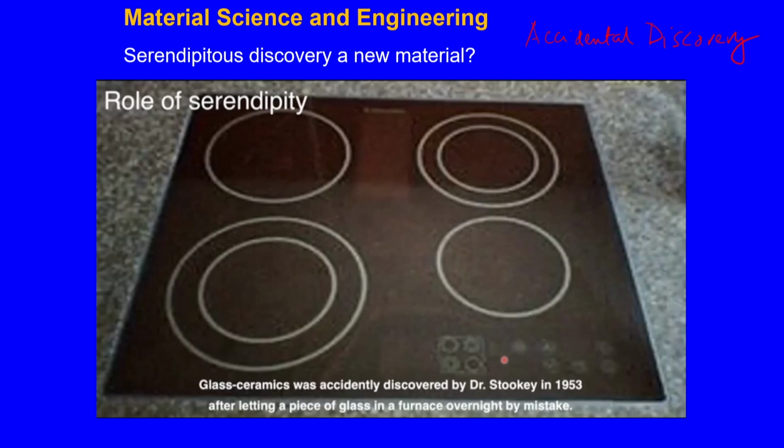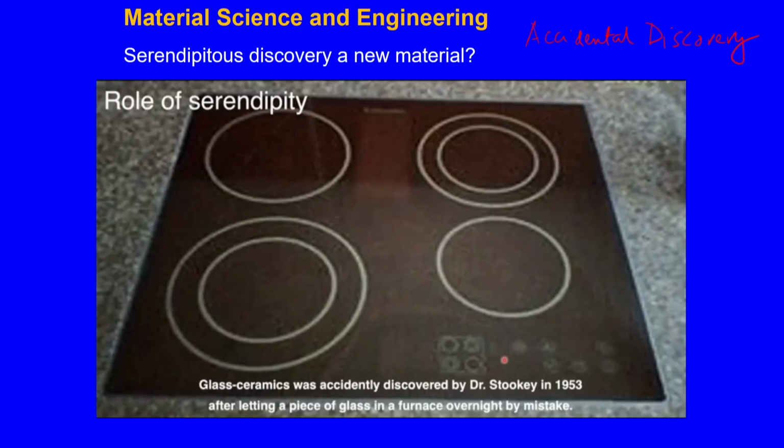So, here I am showing you glass ceramics. You have a glass in which you can build in ceramic nanoparticles. Glass is brittle, as you know. If you throw a stone, glass will break into pieces, but glass ceramics will not break, because these nanocrystals will absorb the energy of the cracks and stop the cracks from passing through. So, glass ceramics become a very important material. It was discovered by Dr. Stookey in 1953 after leaving a piece of glass in a furnace overnight by mistake.